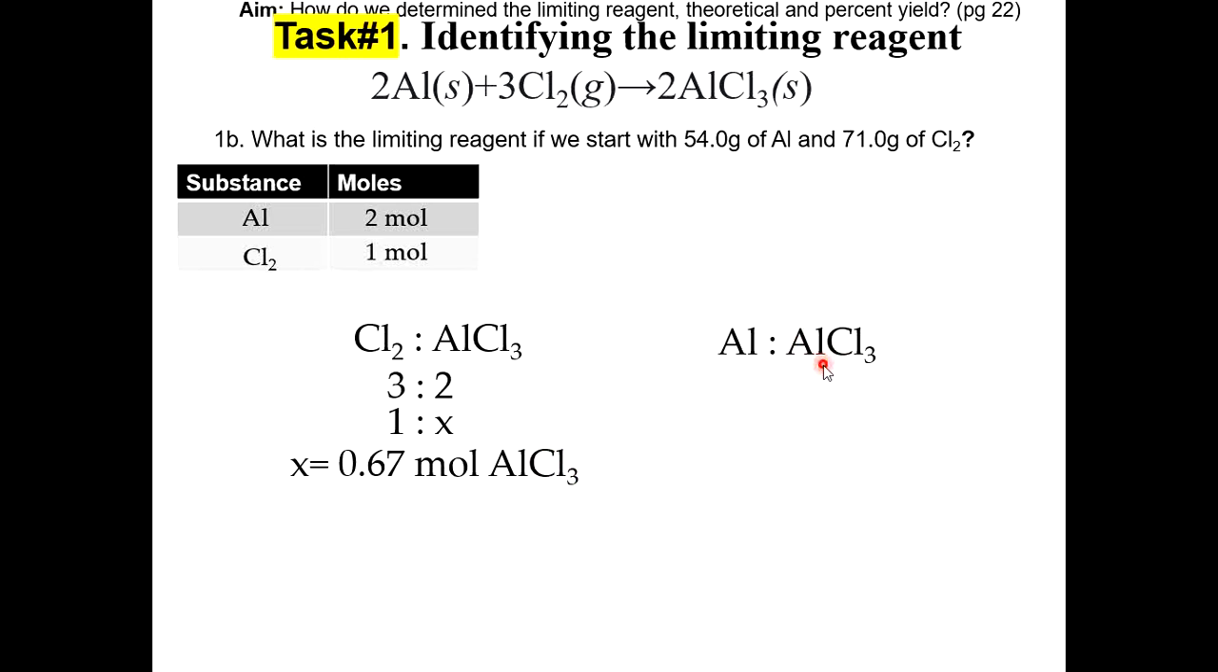For Al versus AlCl3, the mole ratio is 2 to 2 from the chemical equation. This time, we have 2 moles of Al. Therefore, we have 2 moles of AlCl3. Since less product is formed with Cl2, the limiting reagent is Cl2 again. This should make sense because if we compare with the previous question, in which both reactants have 1 mole, aluminum was the excess reactant and Cl2 was the limiting.